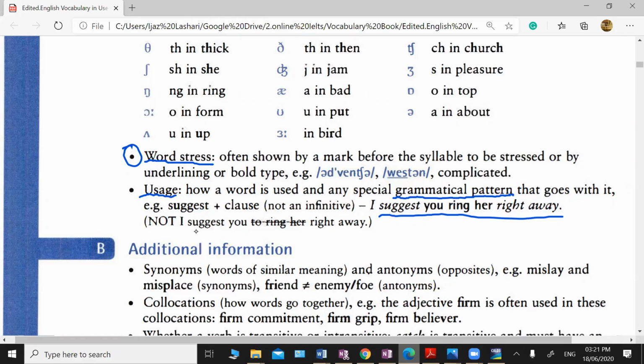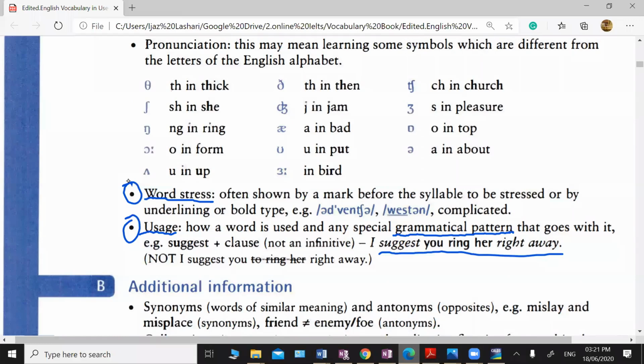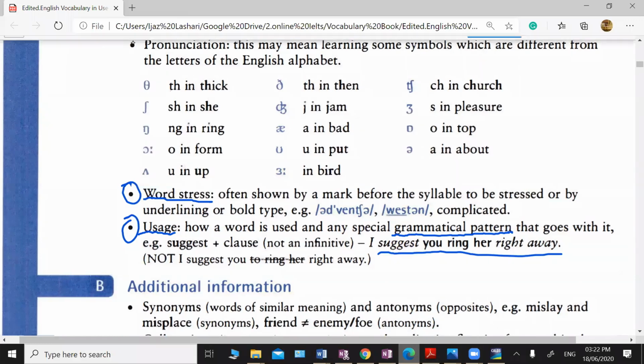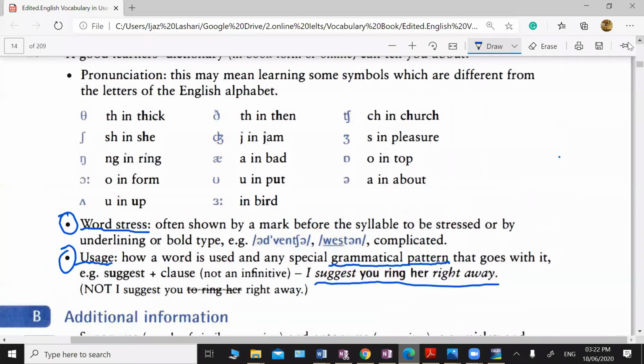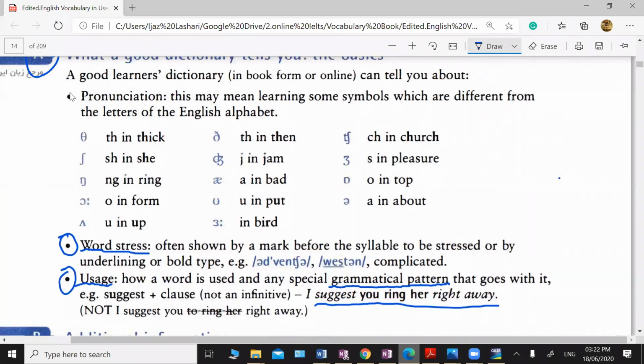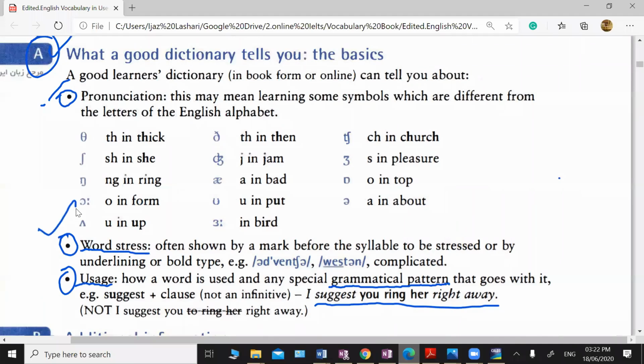Now, this is another thing you look for when you look inside the dictionary. So far we have studied that you look for three things. Every time you look at a word, you look for the meaning, the pronunciation, the word stress, and you see how the word is used. Is it used as an adjective? Is it used as a verb? Or how is it used?